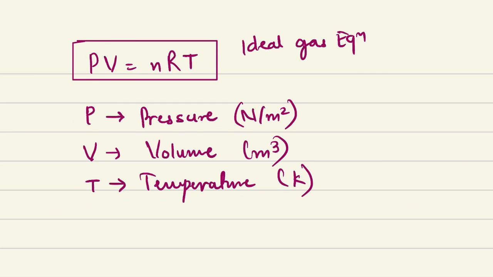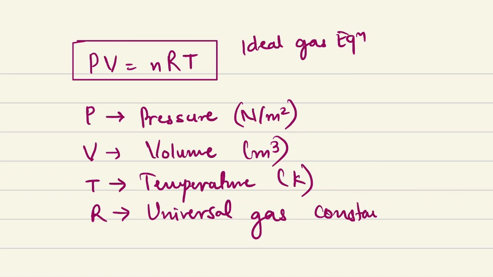Then we come to something called R, and R is called the universal gas constant, and this value does not change for any particular gas. Now let's come to the value of R, and there is one more term remaining, which is n. Let's see R right now. So R is called the universal gas constant, and its value is 8.314 joule per mole Kelvin.